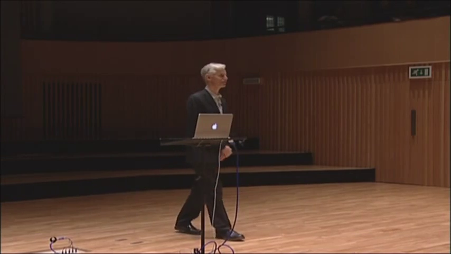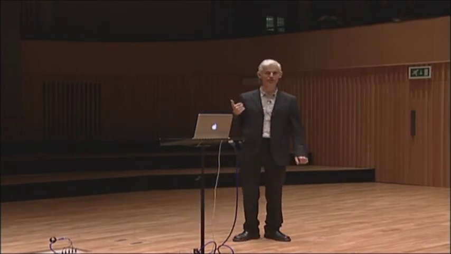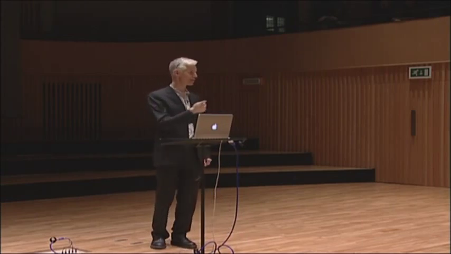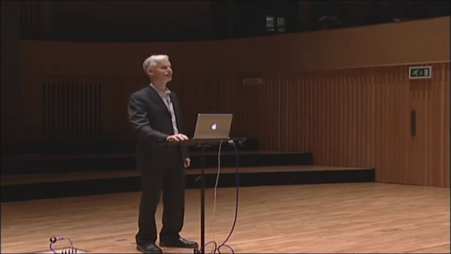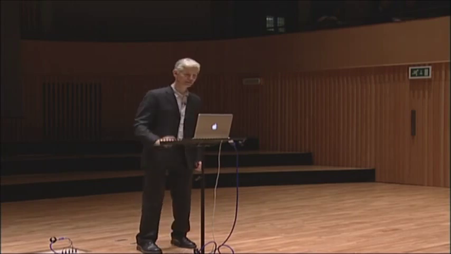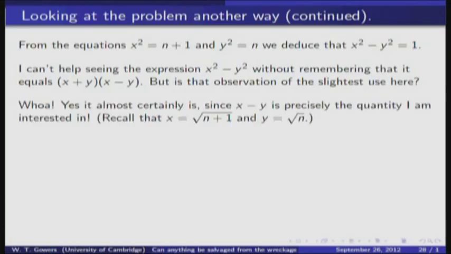Now, at this point, the "I love x squared minus y squared" bell rings in our mind, and we say, x squared minus y squared equals x plus y times x minus y. We don't really know why that's going to be useful, but we're stuck otherwise, so we might as well just rewrite it and see where we get. And actually, what is x minus y? Just recalling that x is the square root of n plus 1 and y is the square root of n, x minus y is precisely the quantity that we wanted to estimate. So actually, we have got somewhere by rewriting it in this way.